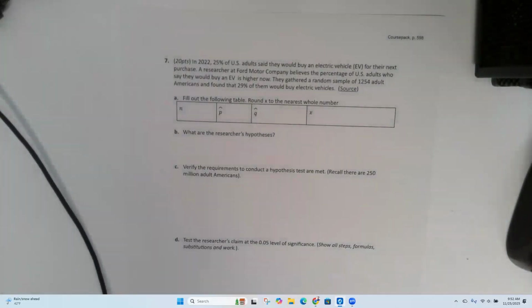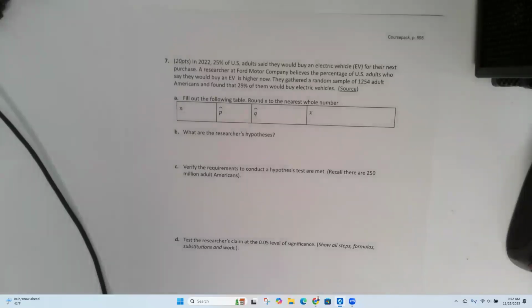In 2022, 25% of US adults said they would buy an electric vehicle for their next purchase. A researcher at Ford Motor Company believes the percentage of US adults who say they would buy an EV is now higher. They gather a random sample and found that 29% would buy electric vehicles. Fill in the following table.